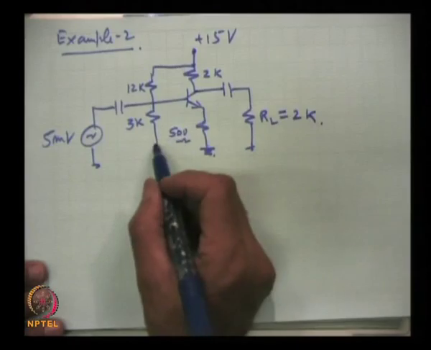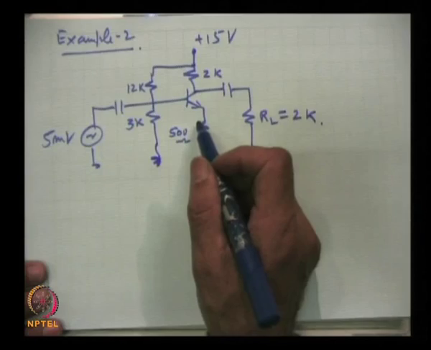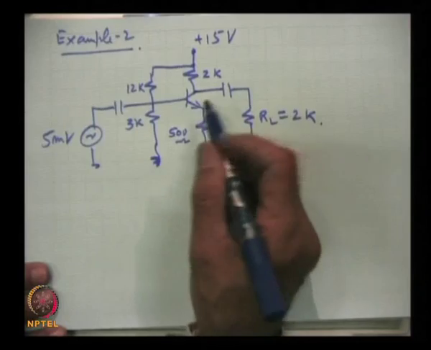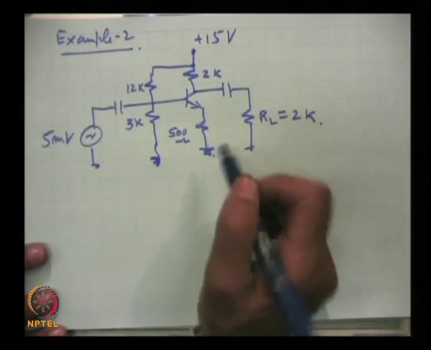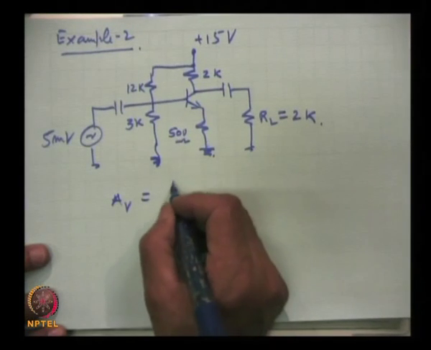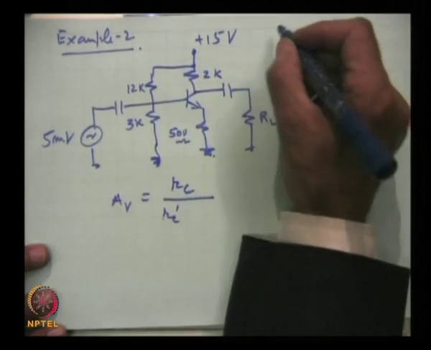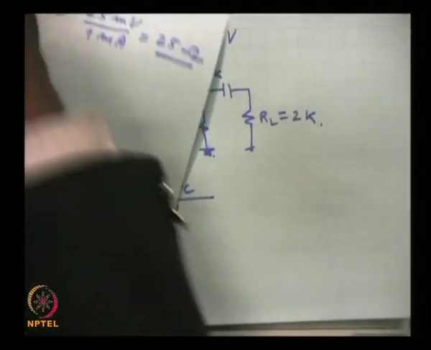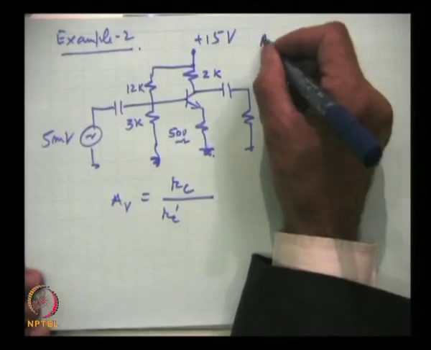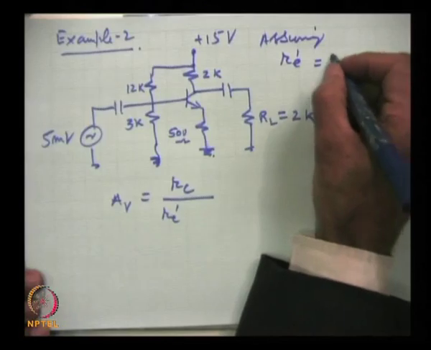Now, in case we swamp the effect of R e, if it is completely kept like this, then the voltage gain A v is equal to R c by R e prime. Let us assume, although R e prime calculation we have done for the earlier circuit and can also do for this circuit, that the dynamic resistance is equal to 10 ohms.